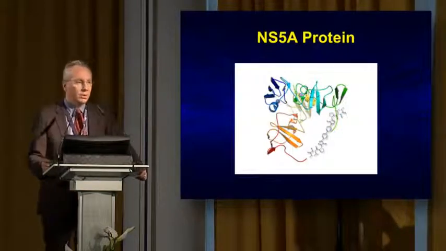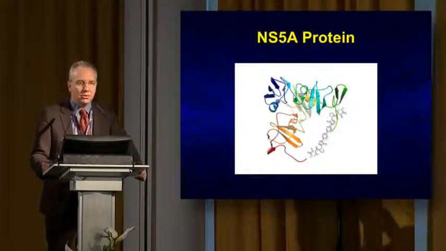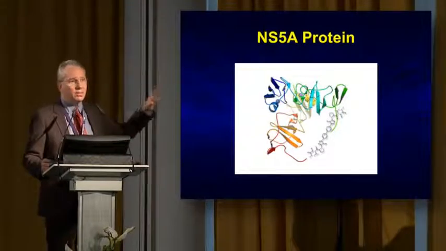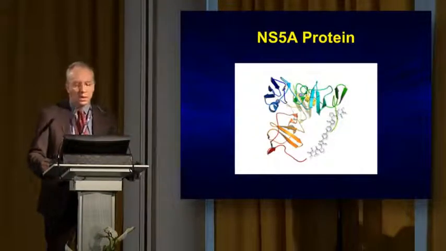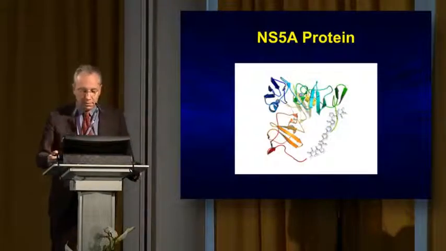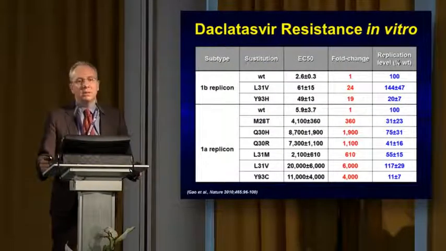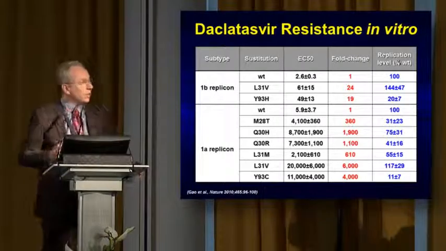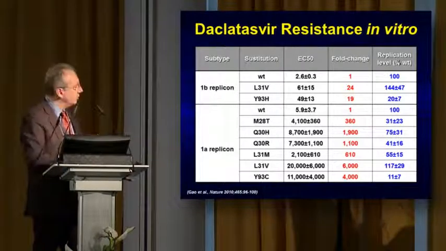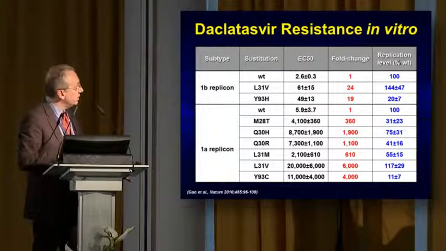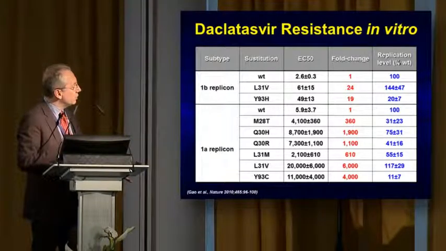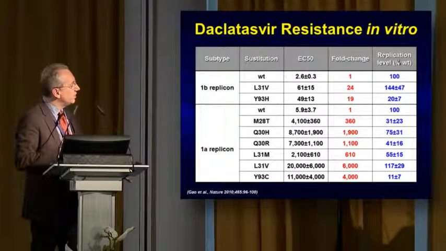This NS5A protein is not an enzyme. The mode of inhibition is not well known, but this protein is necessary for replication to occur under the control of the RNA-dependent RNA polymerase. And many mutations have been described within the sequence of the NS5A protein that confer resistance. But here, it's really interesting to see that in vitro, in the replicon system, mutation at position 31 or 93 of the NS5A protein confers relatively low-level resistance in vitro.